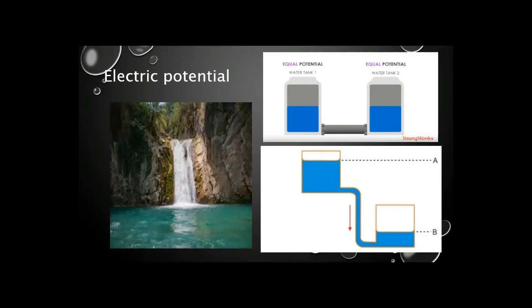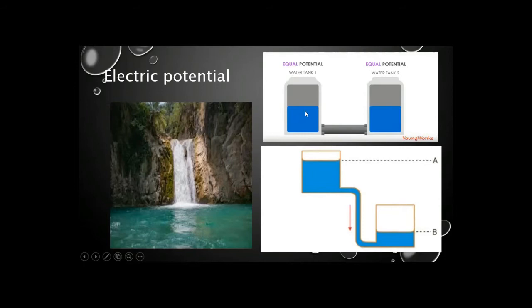Now, for further understanding of electric potential energy, we need to understand something related to water. When water falls from a high level, at the mountain its energy level is high, and when it flows down to the lake, it has a low energy level. So water always flows from a high energy level toward a low energy level.